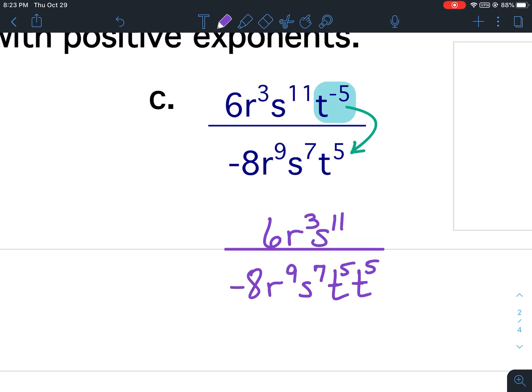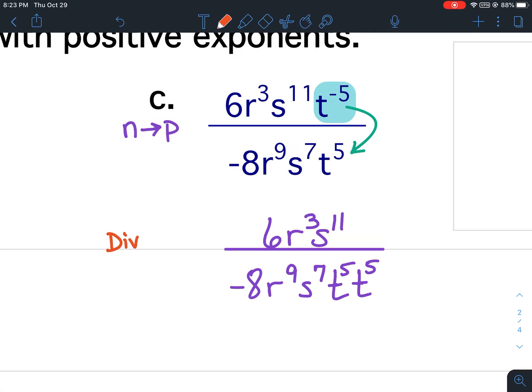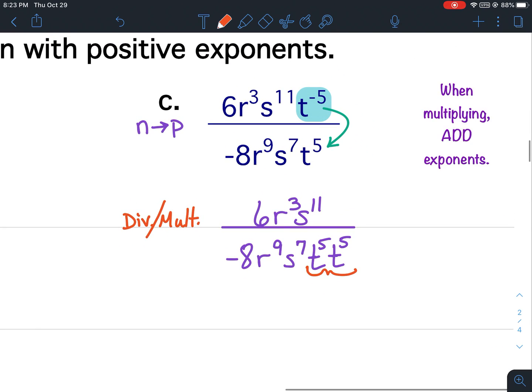Now that all the exponents are positive, so again, I went from negative to positive, now I'm ready to divide. I'm actually not just dividing, though, in this problem. I'm going to divide and multiply. So over here, I'm going to put divide and multiply. Where am I multiplying? Right here. Since I have two t to the 5ths in the denominator, that's actually multiplication. And if you remember, when multiplying, you add exponents.